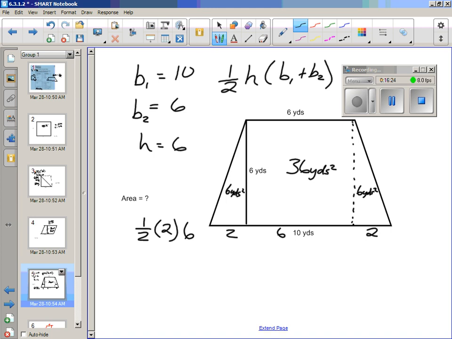So let's pull out our notebooks and do that. Let's try and solve that, please. Okay? If base 1 is 10, put it in there. If base 2 is 6, put it in there. See if you get the same answer that I did. 36 plus 6 plus 6, 36 plus 12. See if you get 48. Okay? See if you get 48.